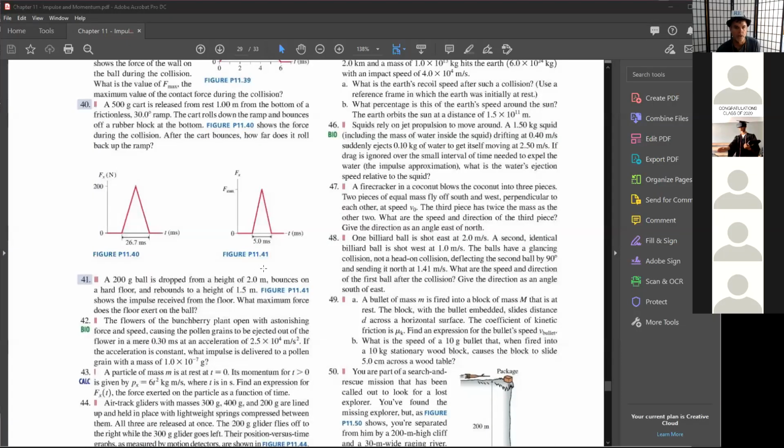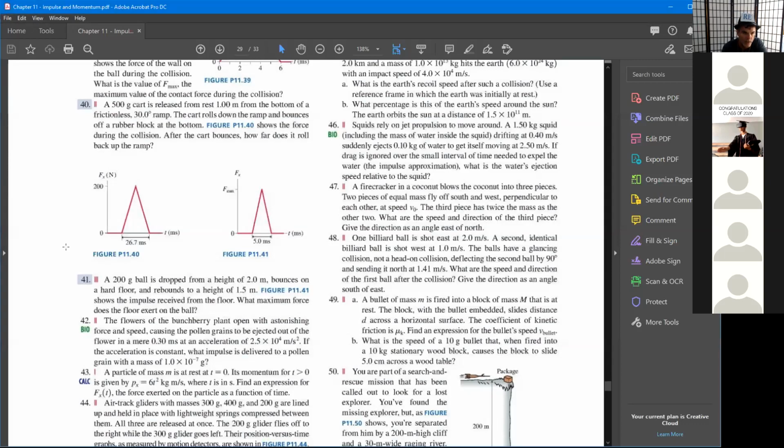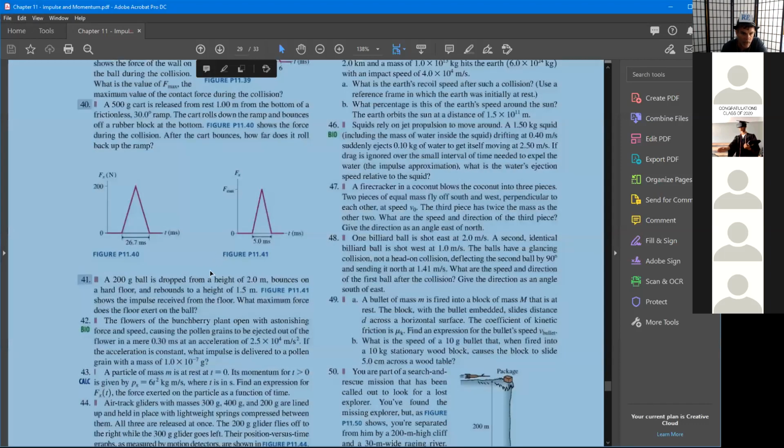I believe they give you the problem after 11. Problem 41. All right, let me share this. Share screen, individual chapters. Okay, is it this one? 41? 200 gram, yeah.